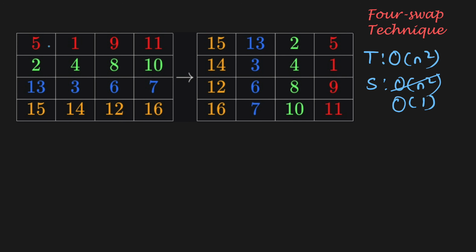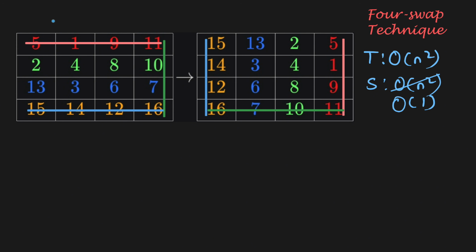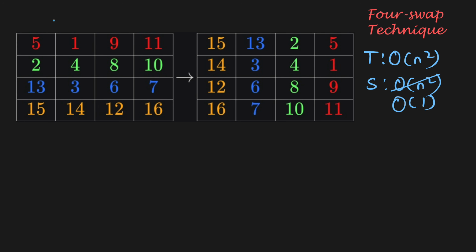And suppose we are processing the outer layer, then each element in the top row of the current layer is moved to the right column of that layer. Similarly, the right column's elements are moved to the bottom row, and the bottom row's elements are moved to the left column, and the left column's elements are moved back to the top row. And the same is true for any given layer, like the inner layer.